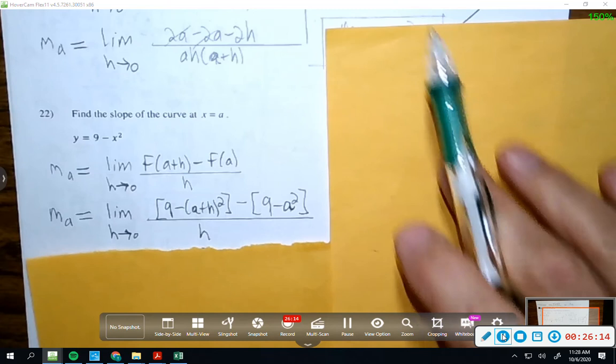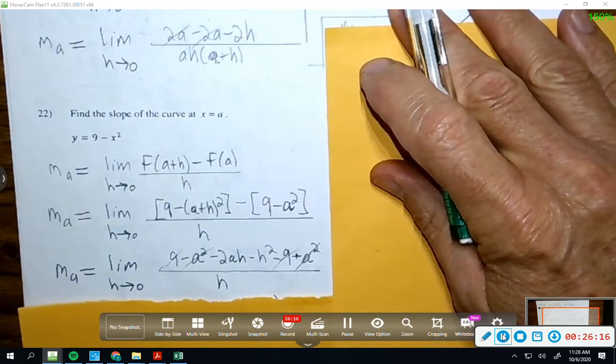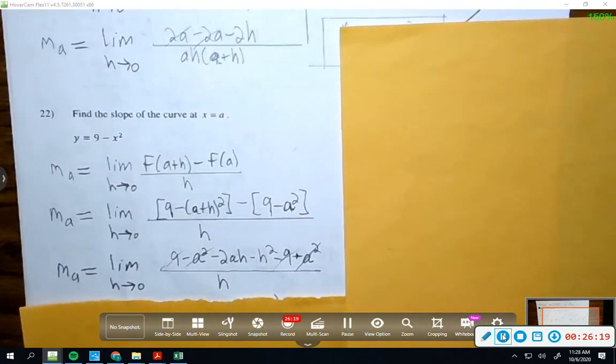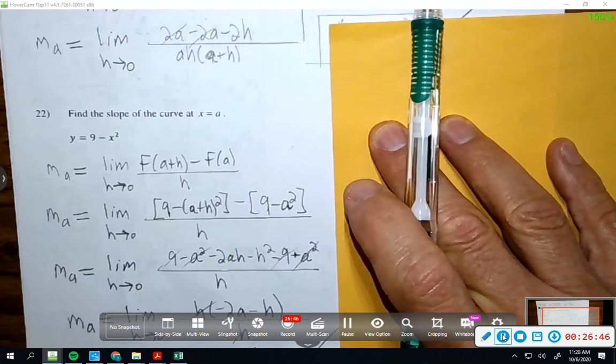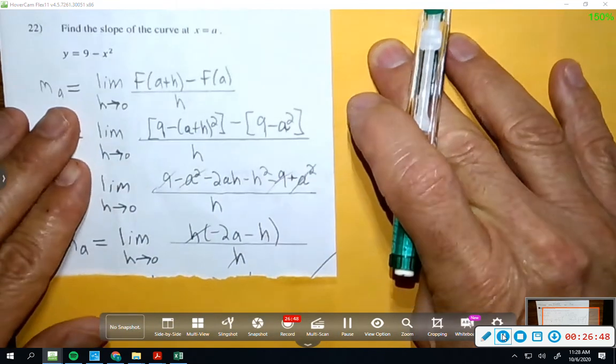In all likelihood, I did it in one step. So it's 9. When I get a squared, make it negative. I get 2ah, distribute the negative. I get h squared, distribute the negative. Every term that does not have an h must cancel. A squared, negative a squared cancels. Negative 9, positive 9 cancels. There are 2 terms left. They both have an h. The next step is to factor that h out front and cancel the factor of h in the denominator.